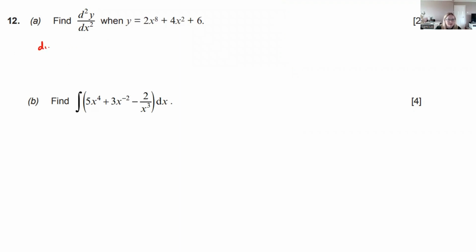So the first thing, we're going to do dy by dx. And that's going to put the power in front. So we've got 16x to the 7 plus 8x, and then the 6 disappears. And then d2y by dx squared, we just do it one more time. So 16 times 7, use your calculator. Don't use time where you don't need to. And then drop the power again by 1, plus 8. And that's it. Nice, easy 2 marks there, which is good, because some of these questions have been horrible.